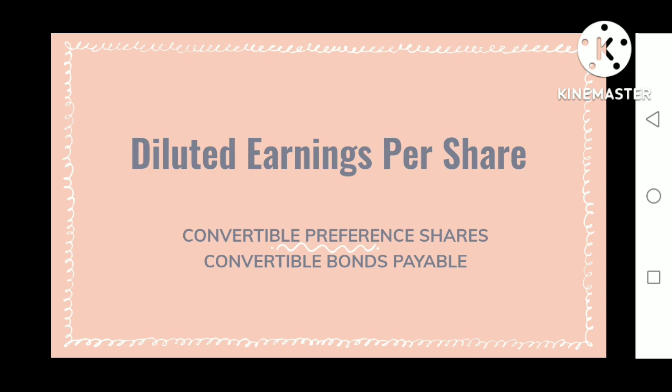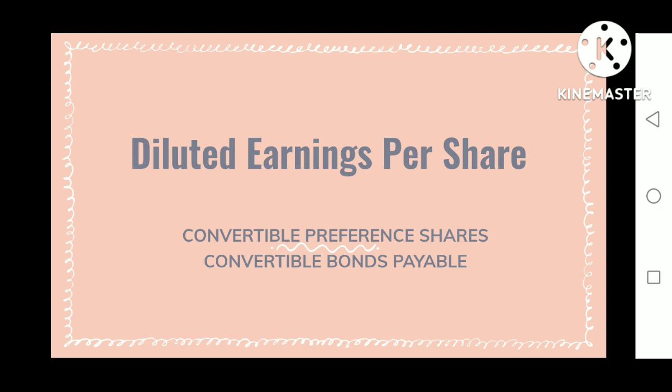Ano nga po ba yung potential ordinary share? Dito po sa diluted earnings per share, naka-include po dito yung potential ordinary shares or the financial instrument representing future issuance of ordinary shares, or sa madaling salita, yung mga financial instrument po na may potential na ma-convert into ordinary shares. And the potential ordinary share po ay mayroong three major types. The first one is the convertible bond payable. The next is the convertible preference share. And the next one is the share option and warrant.